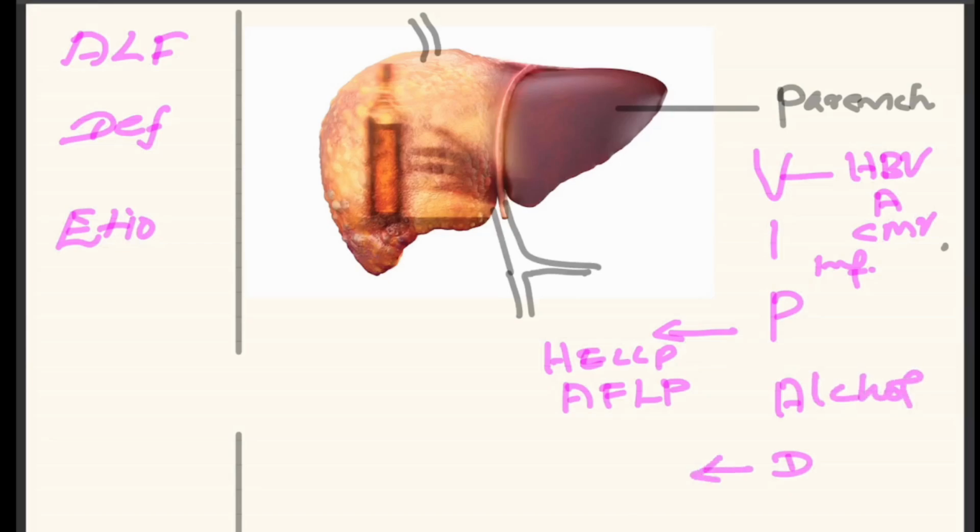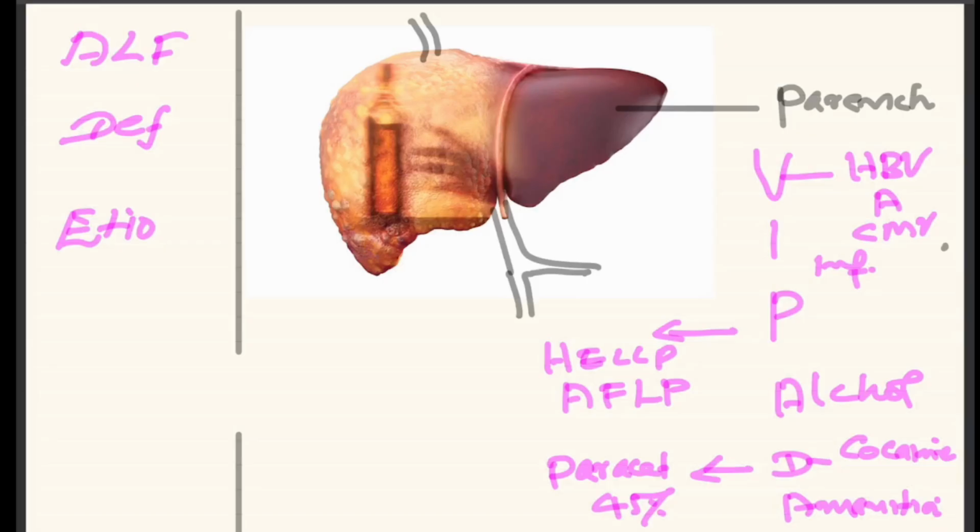D is for drugs. This may be an idiosyncratic reaction in Western countries. Toxic dose of paracetamol or acetaminophen constitutes around 45% of cases. Other drugs are substance abuse like cocaine, and toxins also: you should consider the fungus or the mushroom, Amanita phalloides. So in that group, you should keep this in mind also.